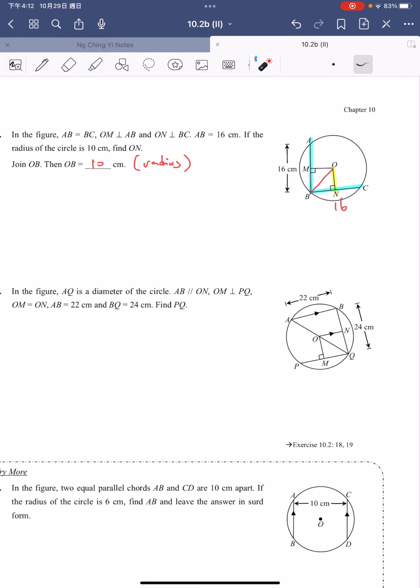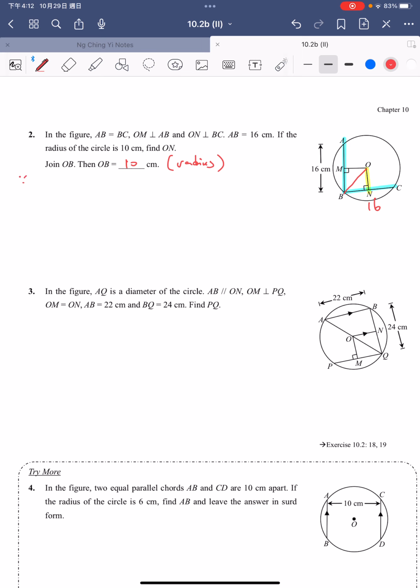And then as we said, these two chords have the same length, which means equal chords are equidistant from the center, which means that OM and ON are actually the same. So if you want to find out ON, it's actually okay to find out OM as well. So we can say that as AB is equal to BC, we have OM is equal to ON by using equal chords are equidistant from center. So now we have OM is actually equal to ON.